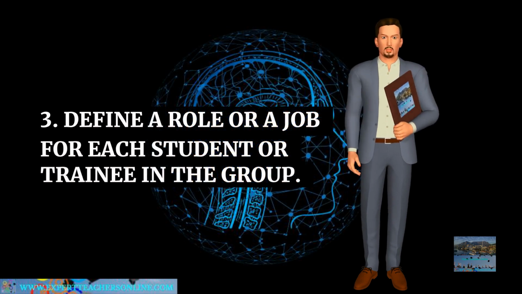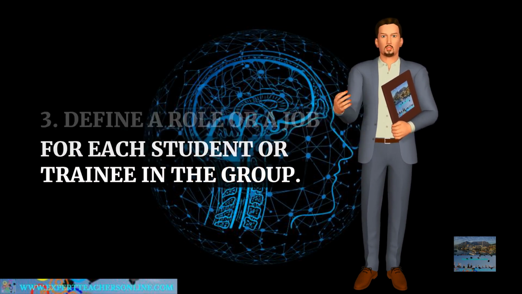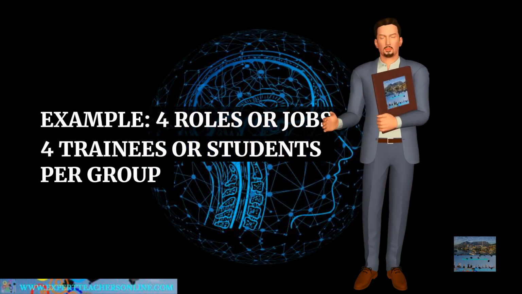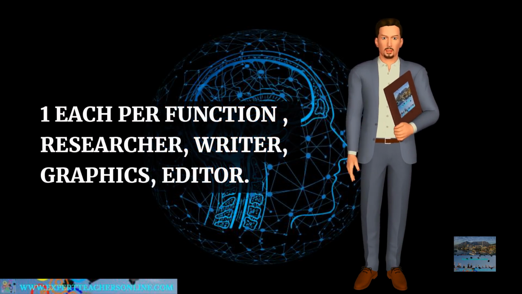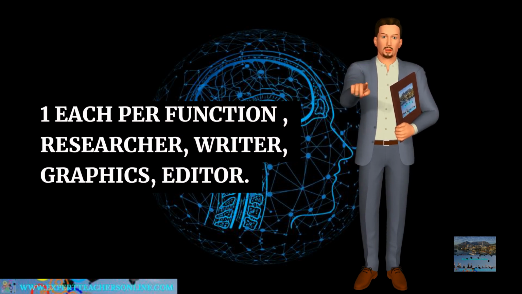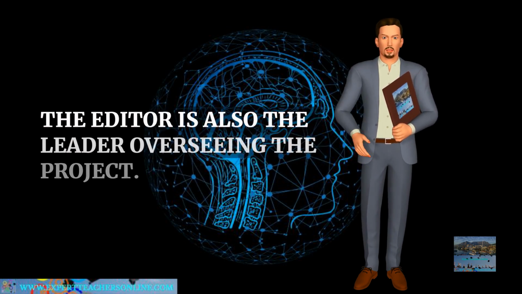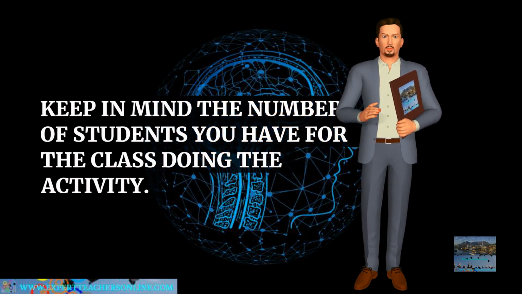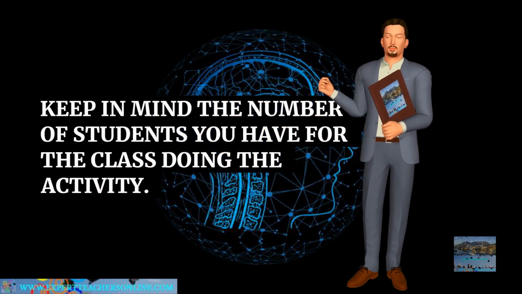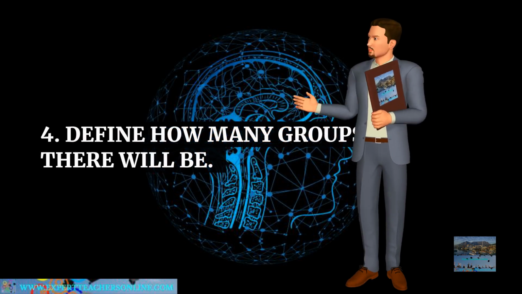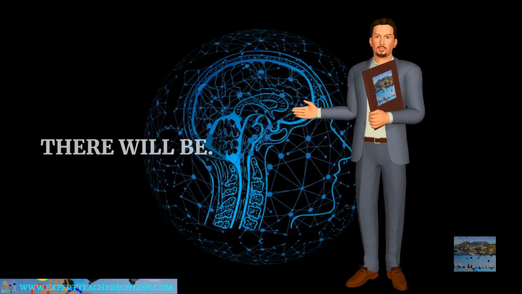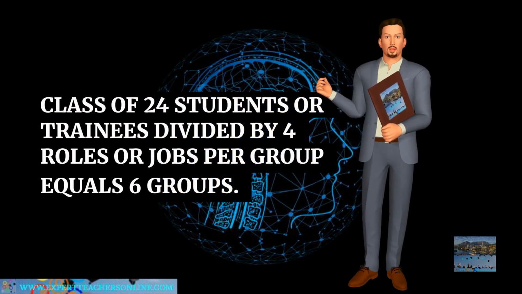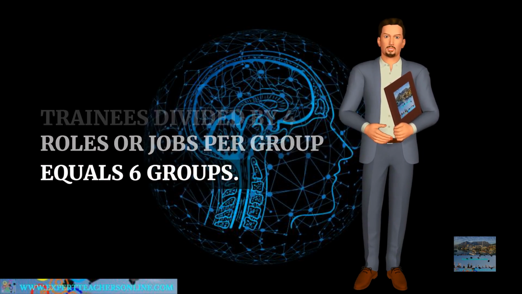3. Define a role or a job for each student or trainee in the group. Example: 4 roles or jobs for trainees or students per group, 1 each per function: researcher, writer, graphics, editor. The editor is also the leader overseeing the project. Keep in mind the number of students you have for the class doing the activity. 4. Define how many groups there will be. Class of 24 students or trainees divided by 4 roles or jobs per group equals 6 groups.